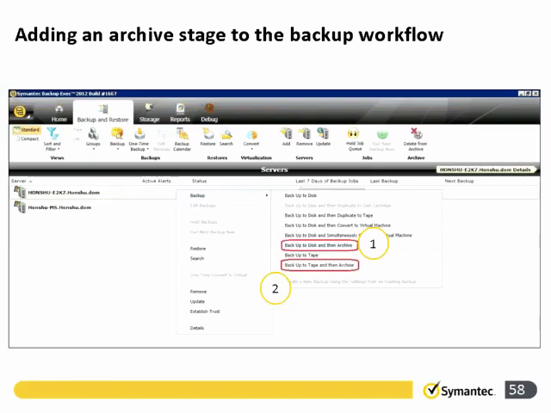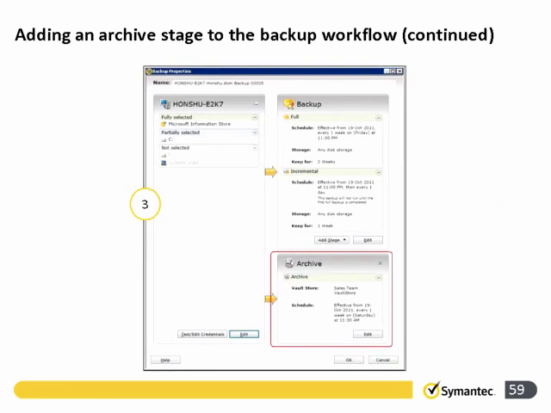Now we're ready to add an archive stage to a backup workflow. So we've created our vault store, we've backed up the source data, and we're ready to archive. So we're going to create a backup to disk and then archive, first choice. You can also do a backup to tape and archive. These take a bit longer. So this is just an additional stage to a standard backup workflow.